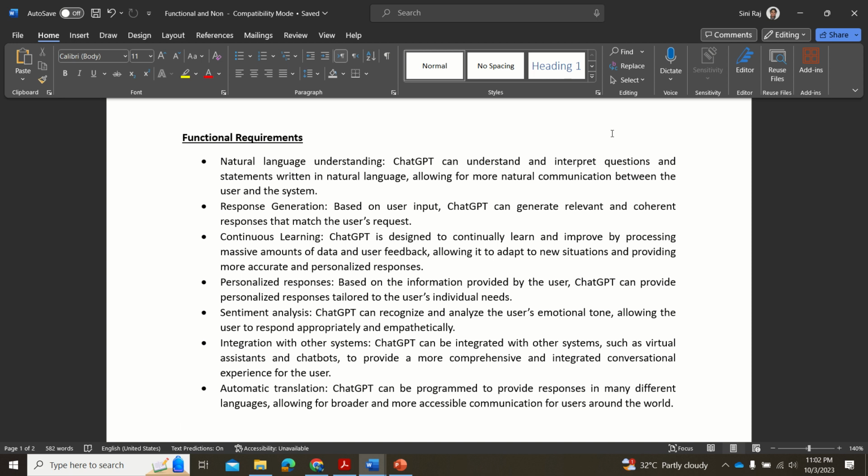So it's a kind of continuous learning which is happening. And personalized responses, because if I ask something related to my question, I need to get answers in the way I want. And sentiment analysis, that is, the user's emotional tone is captured. And integration with other systems, and automatic translation. So these are all the major functionalities that ChatGPT has to do. Okay, so these are all the major functions.